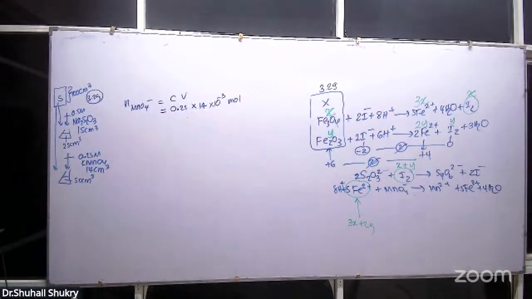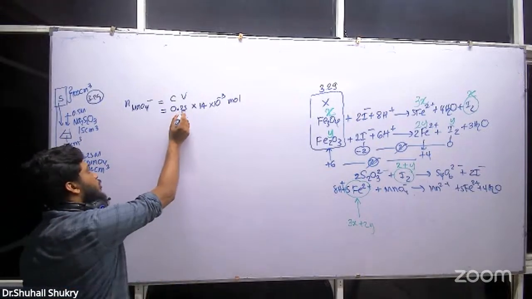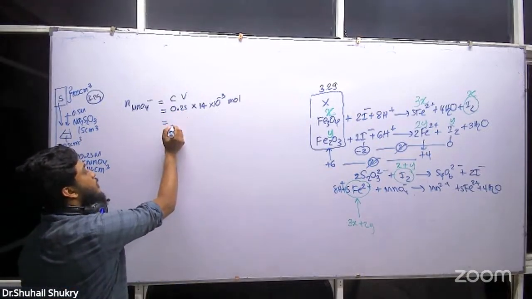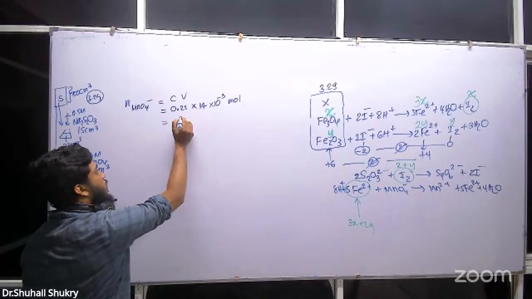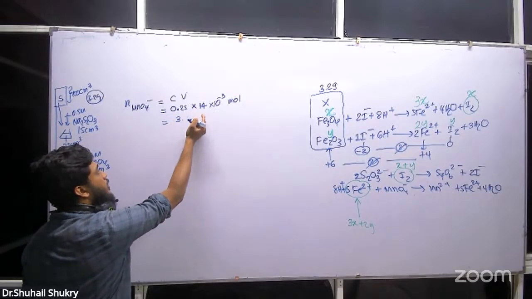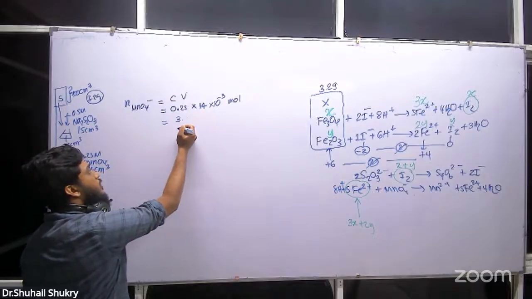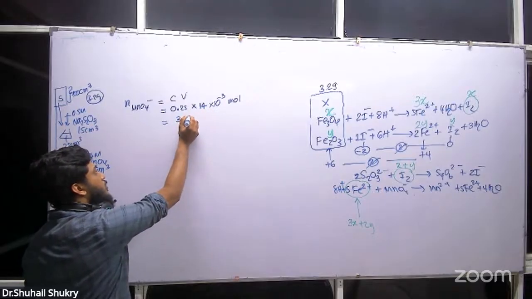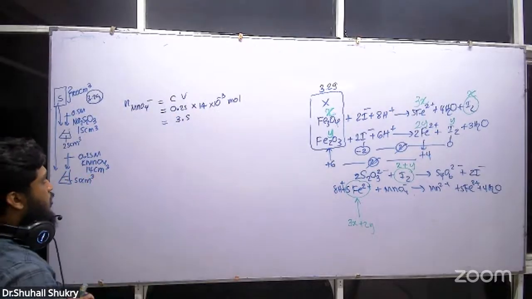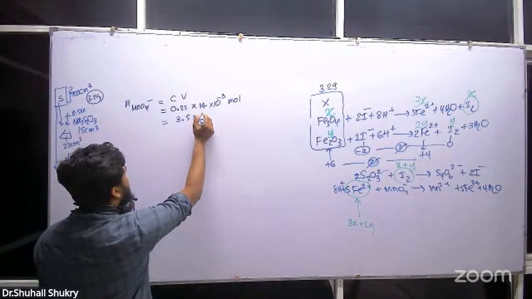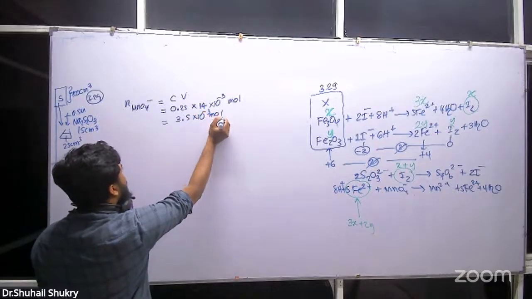We can simplify this. 0.25 is 1/4, so it is divide by 4. If 14 divided by 4, I get 3 with 2 remaining, so 3.5 comes. Okay. The 3.5 into 10 to the power minus 3 moles. That is only the number of MnO4 minus moles.